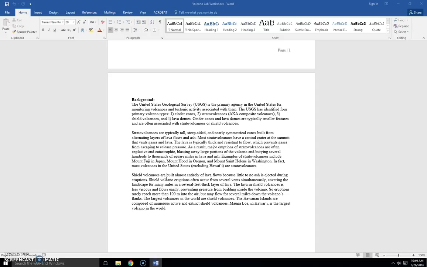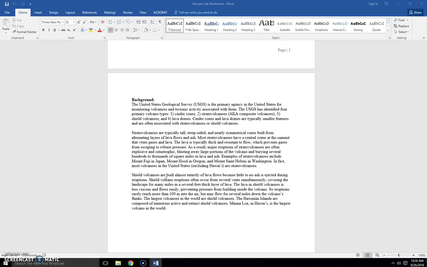Cinder cones and lava domes are typically smaller features and are often associated with stratovolcanoes or shield volcanoes. Stratovolcanoes are typically tall, steep-sided, and nearly symmetrical cones built from alternating layers of lava flows and ash. Most stratovolcanoes have a central crater at the summit that vents gases and lava.